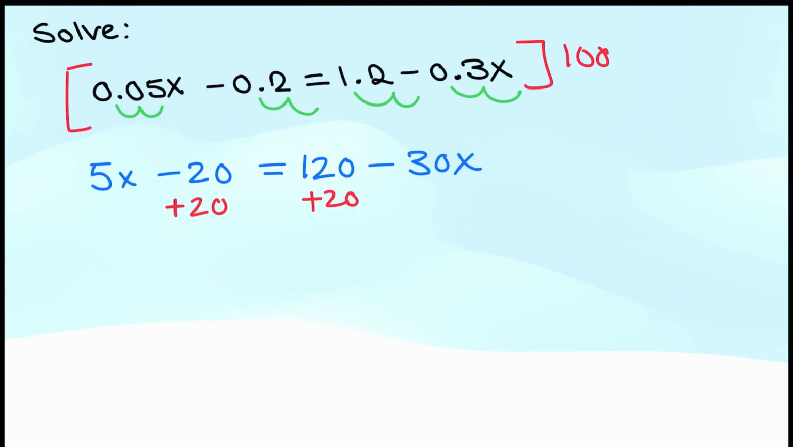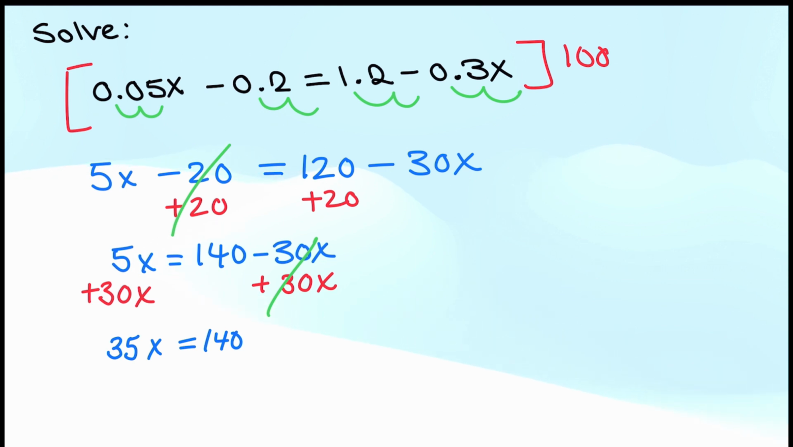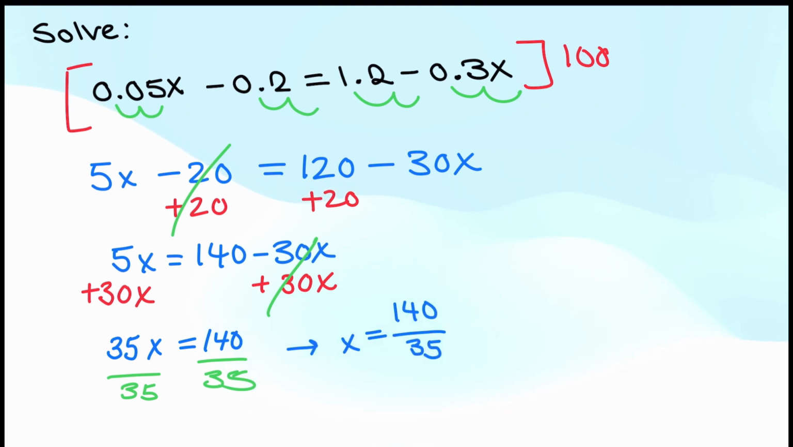If I want to put the constants on the right, I'm going to add 20 to both sides. So now I have 5x equals 120 plus 20 is 140 minus 30x. If I want the x's on the left, we want to get rid of the minus 30x, so add 30x to both sides. Our equation is now 35x equals 140. Finally, divide both sides by 35. So x equals 140 divided by 35.